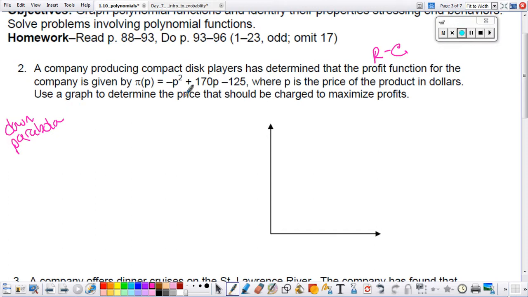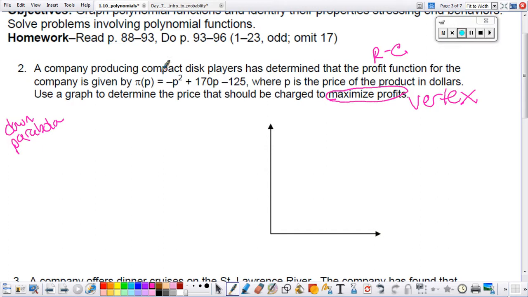Use the graph to determine the price to maximize the profits. Because it's a parabola, this is the vertex. The vertex is what I'm going to look for. If you want to use your calculator, you may. You can plug this into y1 and graph it and change the window, but there's a much, much faster, simpler way.